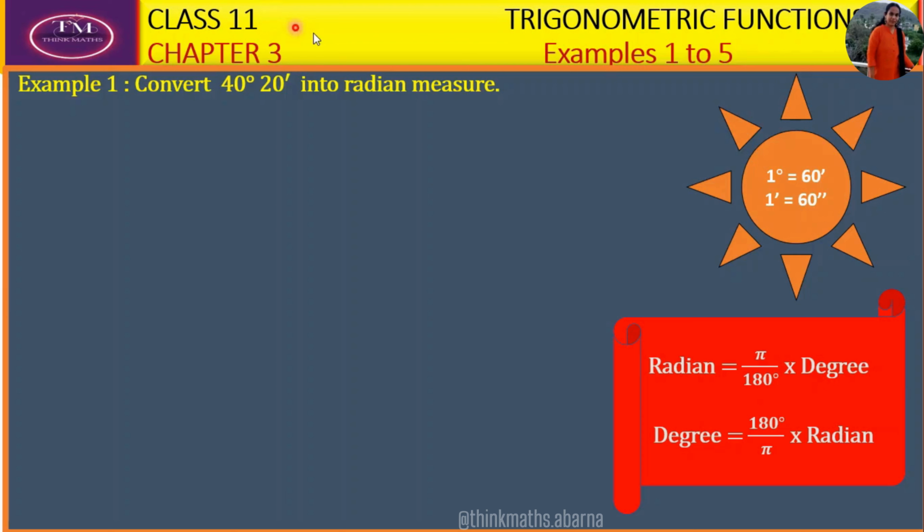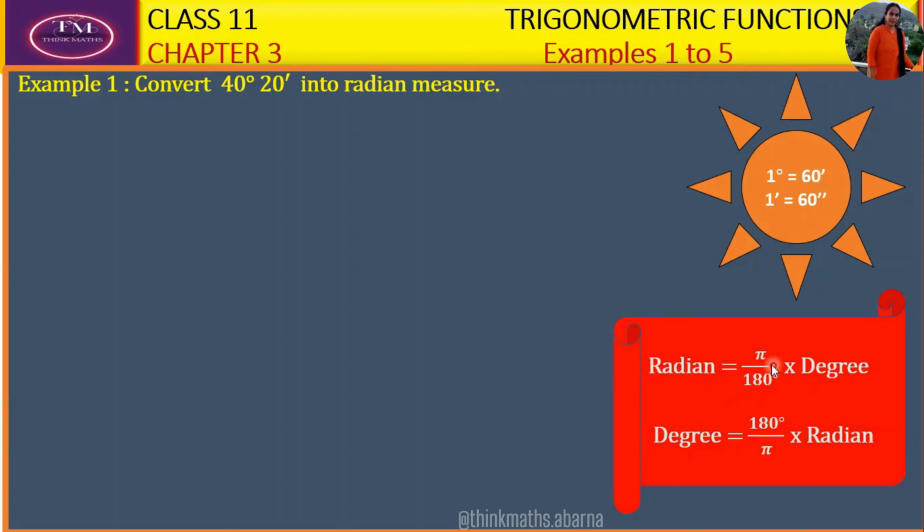We are in class 11 Maths, chapter 3, Trigonometric Functions. In this session, we are going to discuss example problems 1 to 5. These examples are related to the formula between radian and degree. So these are the relationships between radian and degree.